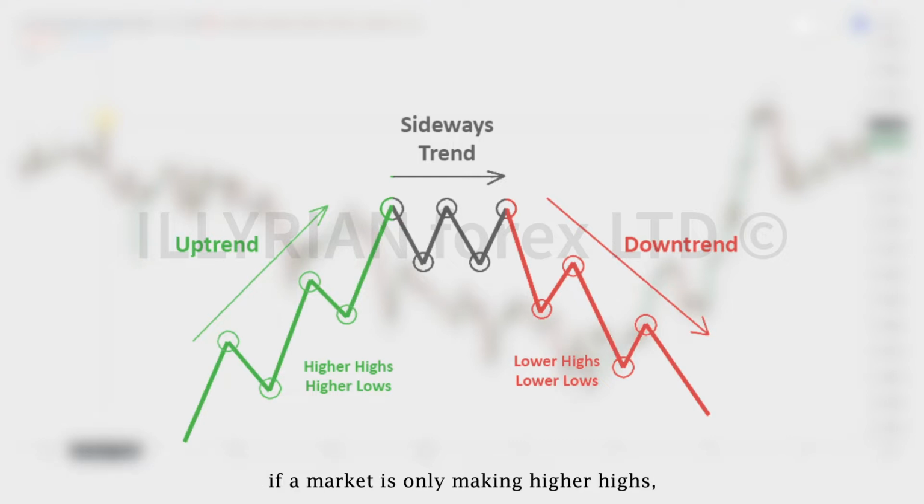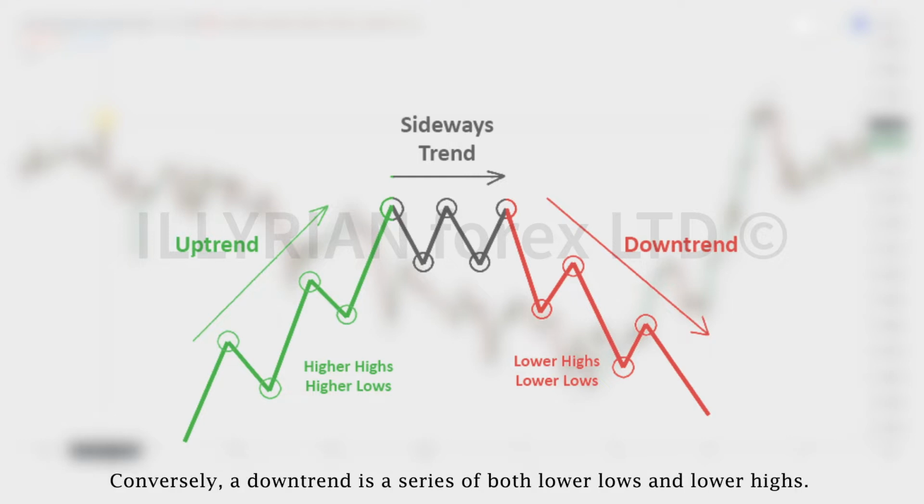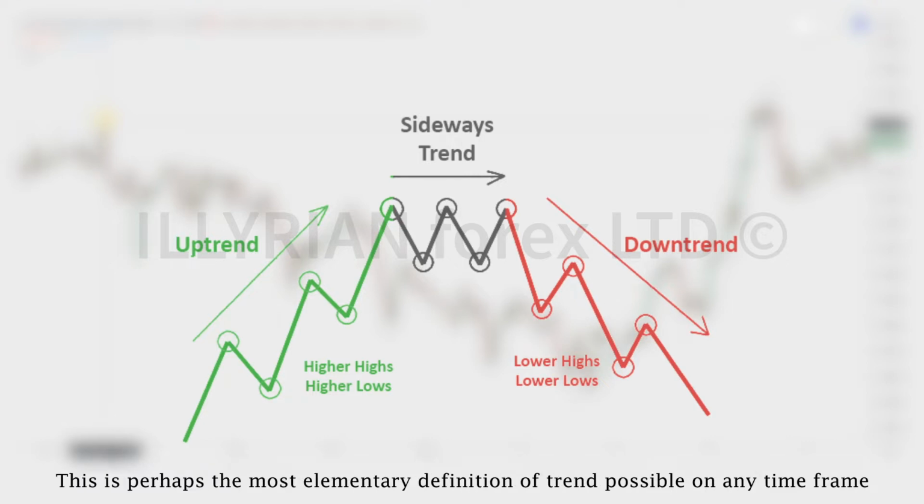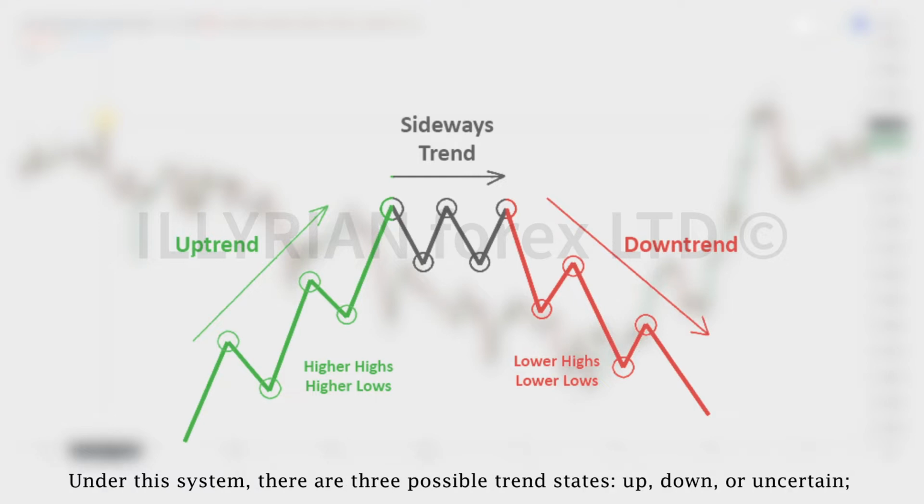If a market is only making higher highs, but is not also clearly holding higher lows, the buyers are not solidly in control of that market. Conversely, a downtrend is a series of both lower lows and lower highs. This is perhaps the most elementary definition of trend possible on any time frame. Under this system, there are three possible trend states: up, down, or uncertain.